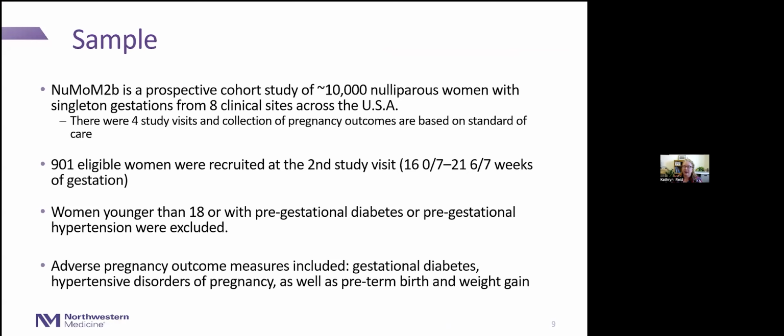In the sub-study in which we were involved in this sleep duration and continuity study, we studied about 900 women in the second study visit, which was about 16 to 21 weeks of gestation. We studied women who were 18 and who did not have pre-gestational diabetes or pre-gestational hypertension. And we were very interested in adverse pregnancy outcomes, including gestational diabetes, hypertensive disorders of pregnancy, preterm birth, and gestational weight gain. And we've published studies on all of those outcomes in relation to sleep, and then in some cases related to the light exposure.